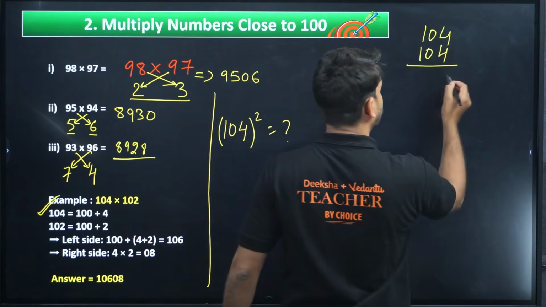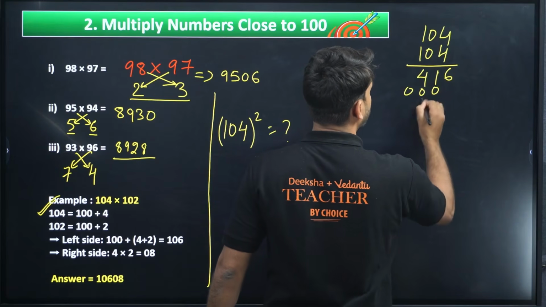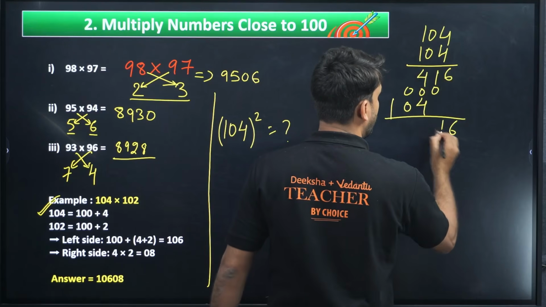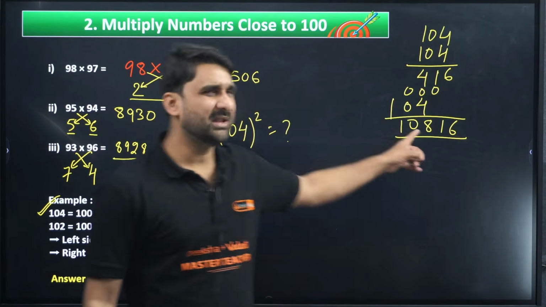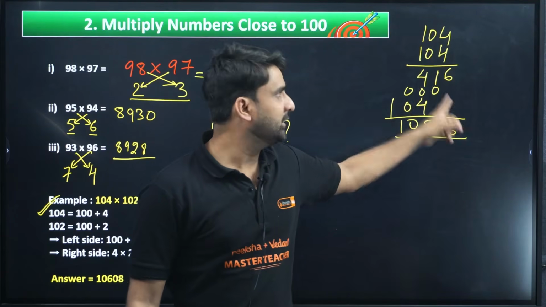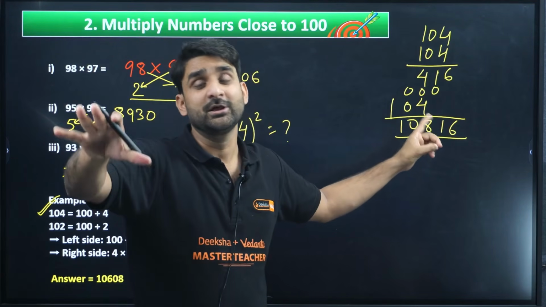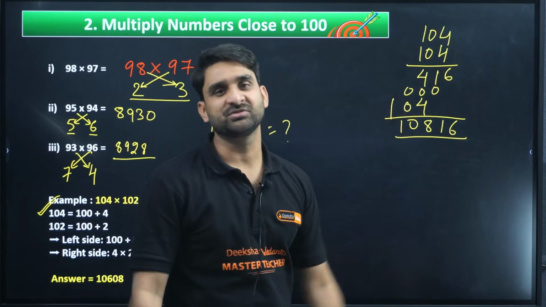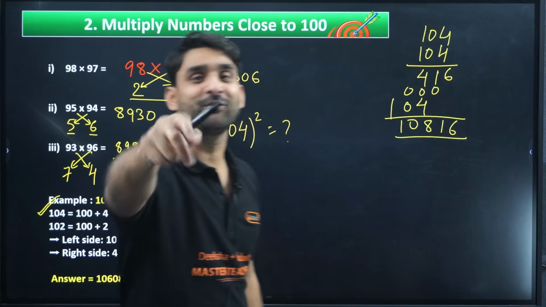So by doing this, 4 times 4 is 16, 6 would be there, 4 times 1 is 4, 0, 0, 0, 4 times 1 is 4, and this is 10816. This is your answer. And it will take, I think, 30 to 40 seconds if your calculation is good. Otherwise, the average student will take 2 to 3 minutes in doing this normal calculation. I know your truth, my dear, but I'm going to give you a short trick.